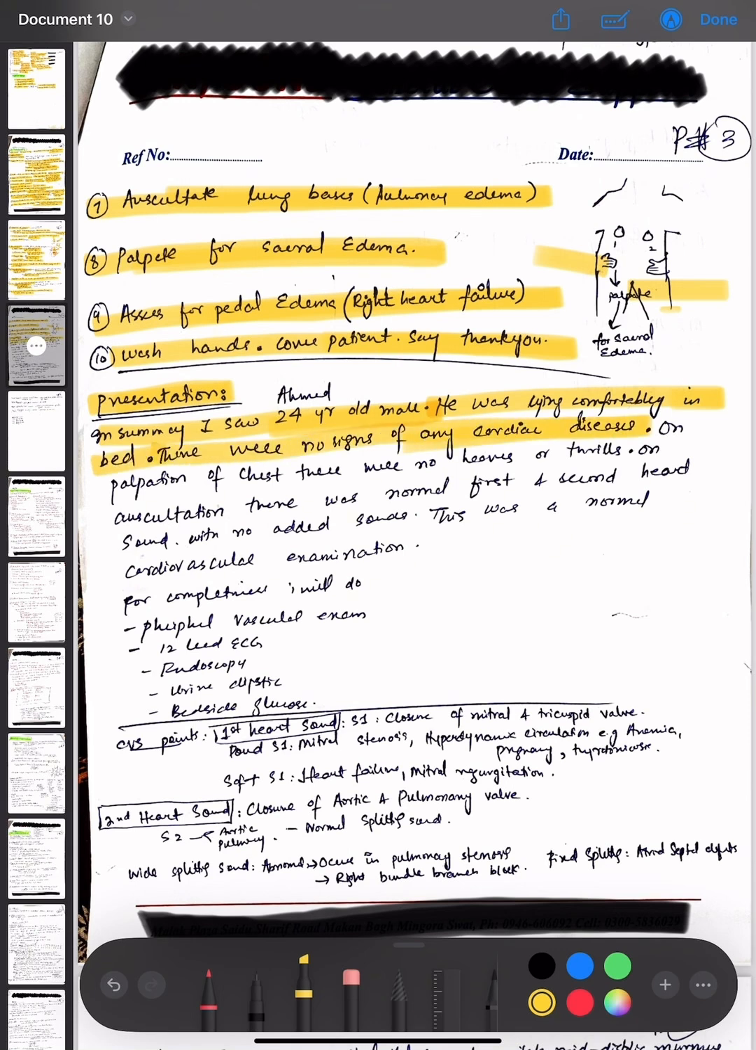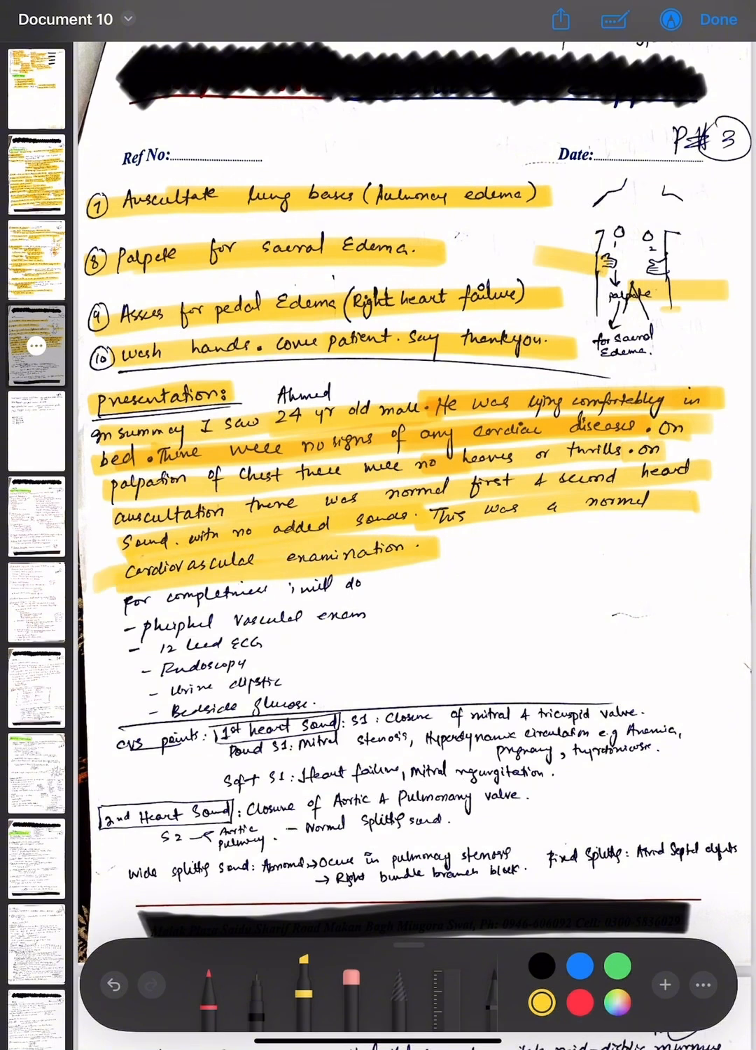On palpation of the chest, you have to mention the specific finding. He was lying comfortably in bed. We have noticed this on inspection. Then there were no signs of any cardiac diseases. On palpation of the chest, there were no heaves or thrills. On auscultation, there was normal first and second heart sound with no added sounds. This was a normal cardiovascular examination.